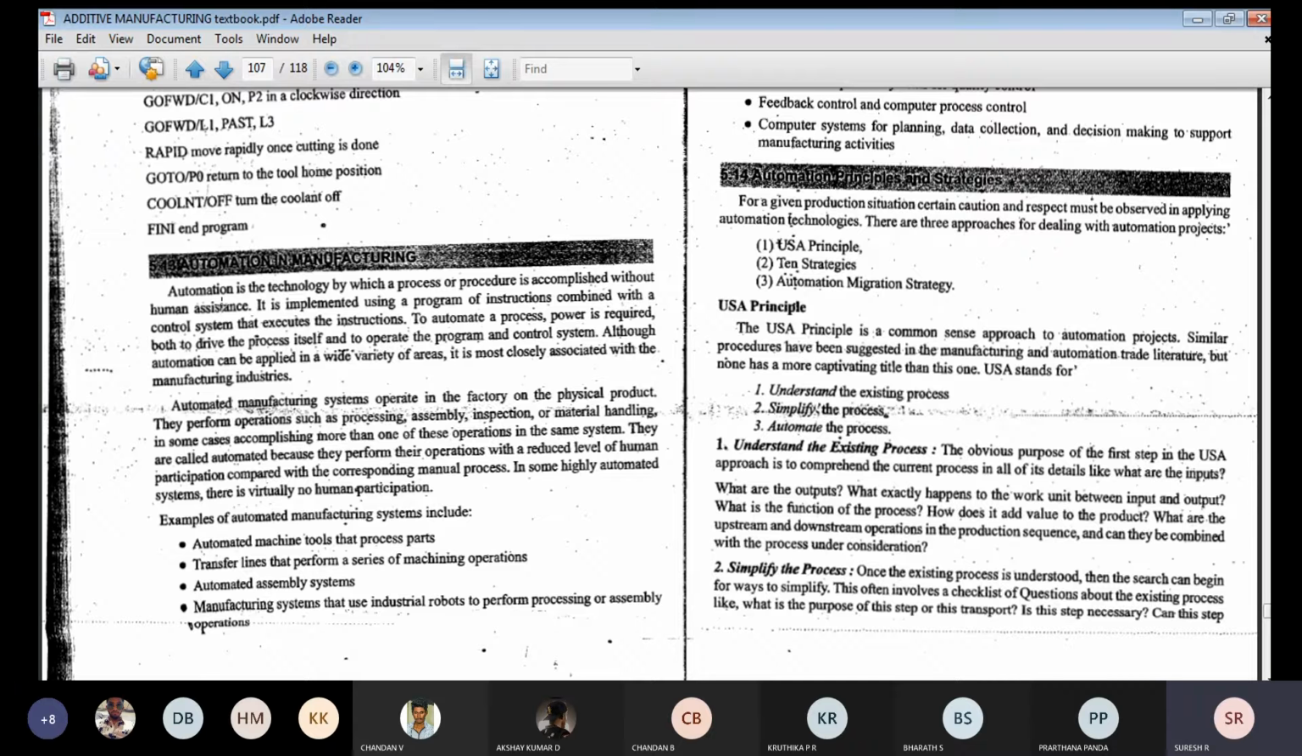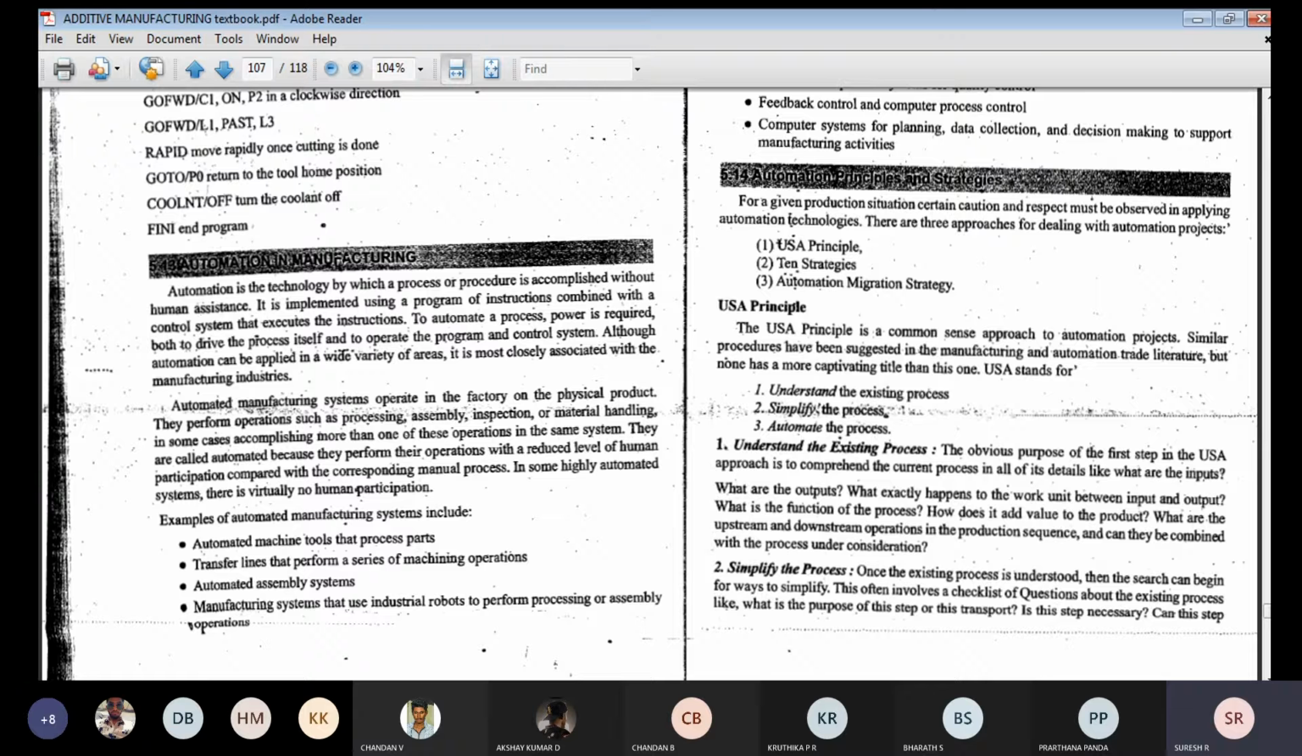Okay, so there is no human assistance for any type of these automation machines. Earlier, the manual assembling of the car or of two-wheelers was done by humans. Right now, what is the situation? With the help of robots, they do the assembly and lay out the things. So automation is the technology by which a process or procedure is accomplished without human assistance.